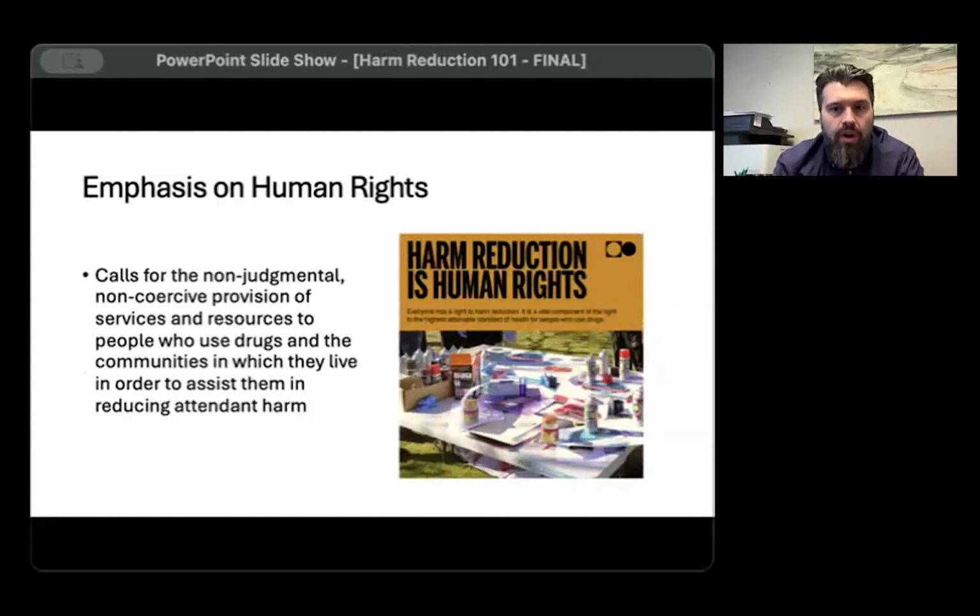As stated in the definition too, harm reduction really comes from this focus on human rights. And it really calls for non-judgmental and non-coercive service delivery. So really, there's no judgment to condemn or support the actual use of substances. It's just there to reduce risk and support personal choice when it comes to substance use.